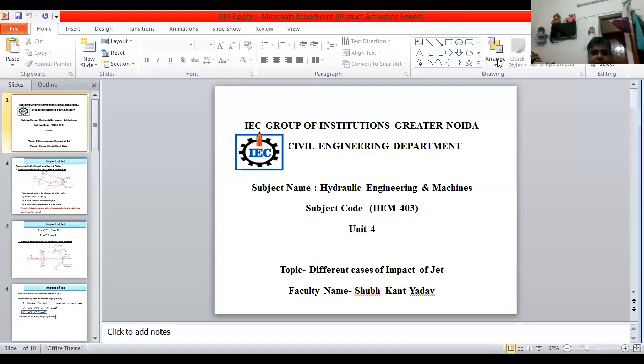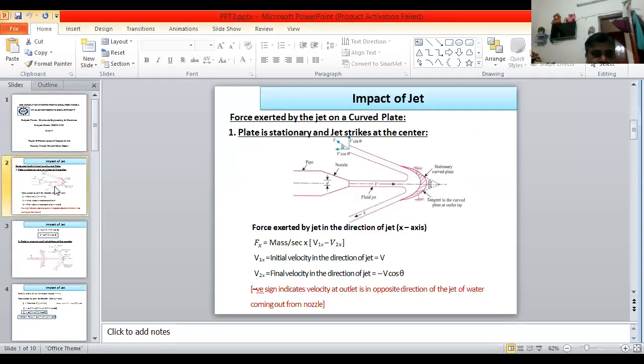Hello everyone, today we discuss different cases of impact of jet. First one is the force exerted by the jet on a curved plate. First case, plate is stationary and jet strikes at the center.